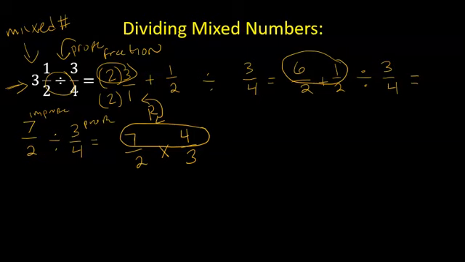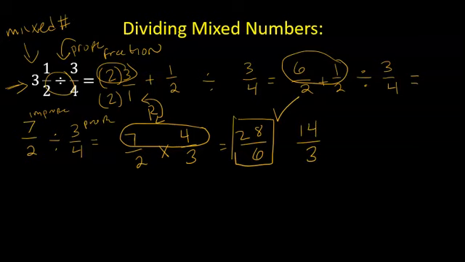Right here. So 7 times 4 gives me 28. 2 times 3 gives me 6. Now, this is technically the answer, right? I mean, this is technically correct, right? It's an improper fraction, but we can also simplify it. So if we simplify it, it's going to be 14 divided by 3.